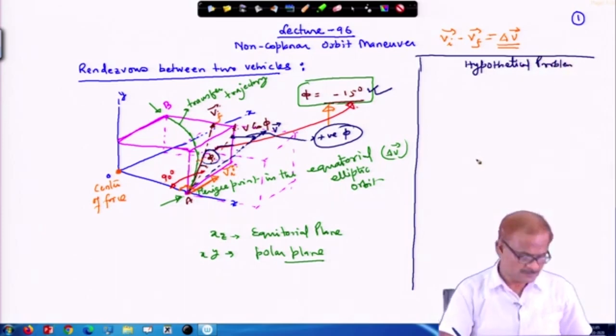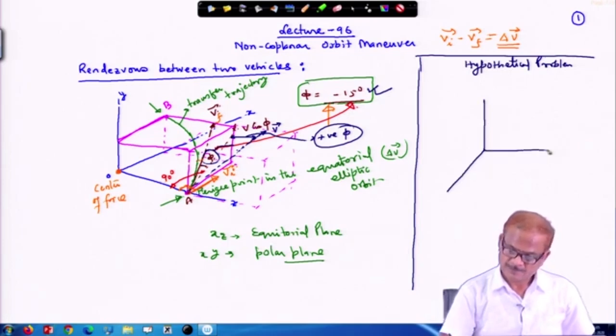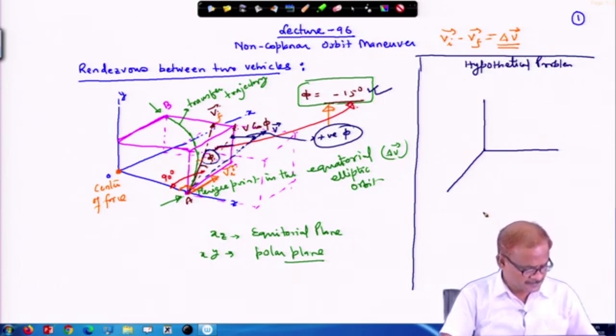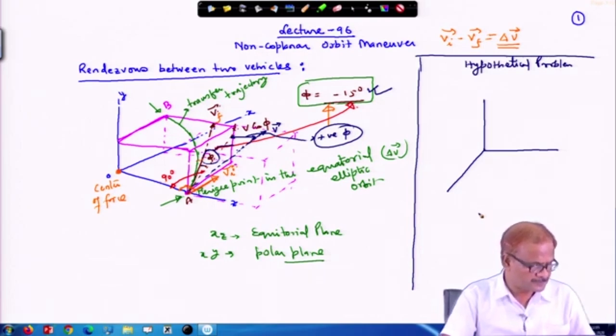So, here in this problem let us consider that x, y, z is the reference frame we are having, and the mass of the earth we will assume to be concentrated just at the center of the earth, so that its surface is not there.